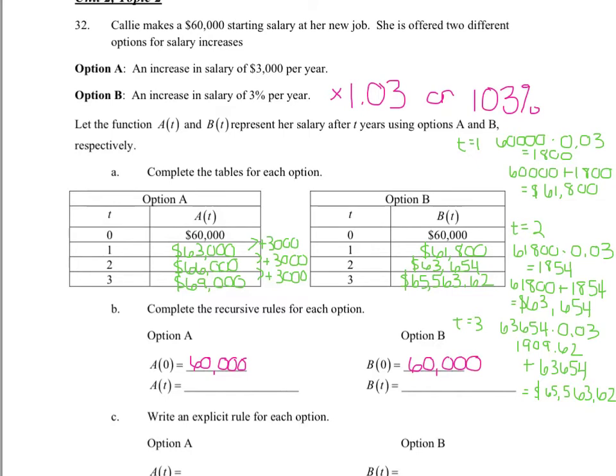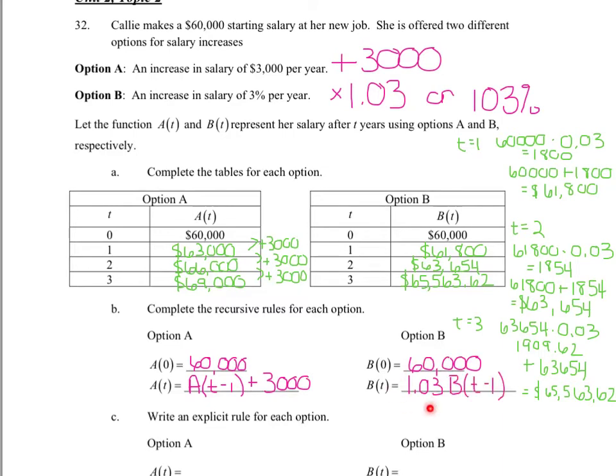With option A, what we're doing is we're increasing by $3,000 a year. So what I actually am going to have is A(t) equals the previous term, which is A(t-1), and then I'm adding $3,000 to it. With option B, because we are increasing by percentage, this is going to be geometric. So what I have is the original amount, B(t-1), that's the previous term, and I'm multiplying it by 1.03. So 1.03 times B(t-1).